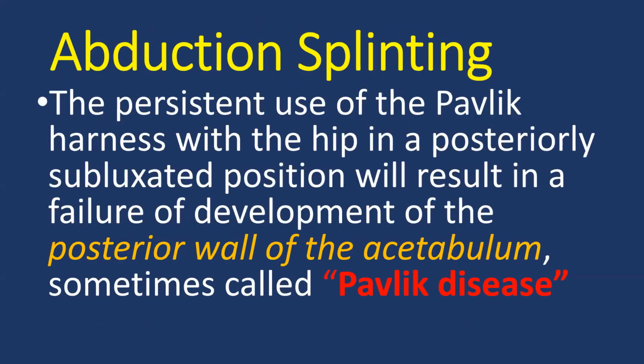The persistent use of the Pavlik harness with the hip in a posteriorly subluxed position will result in failure of development of the posterior wall of the acetabulum. And this is called Pavlik disease. So if we ask you in an exam, what is Pavlik disease? Say it's too much flexion. By tightening the anterior straps, the hips go more than 90 degrees, and as a result, the posterior wall of the acetabulum does not develop well, and they end up with subluxation or dislocation.